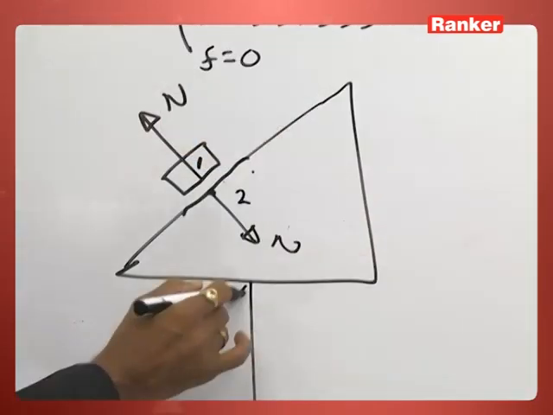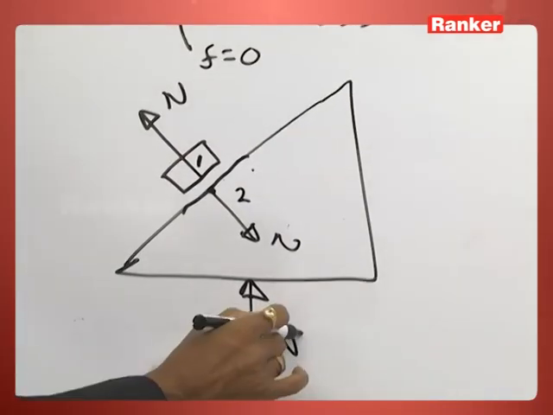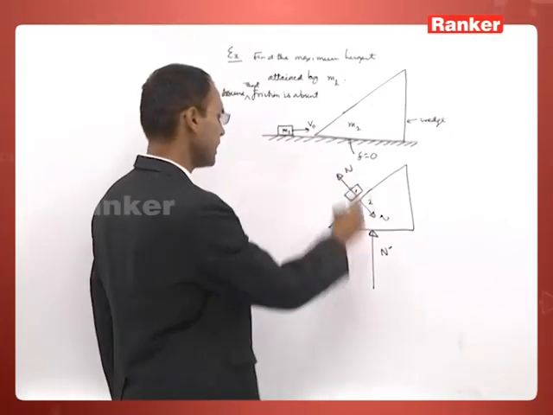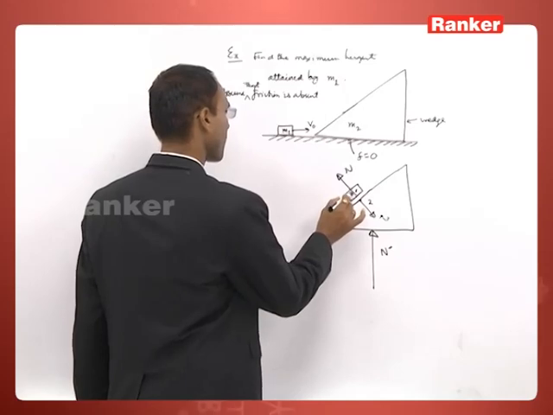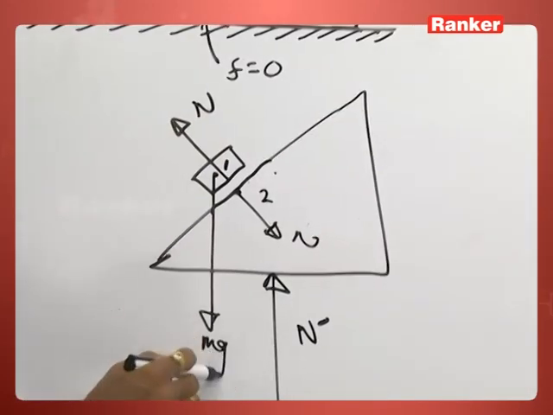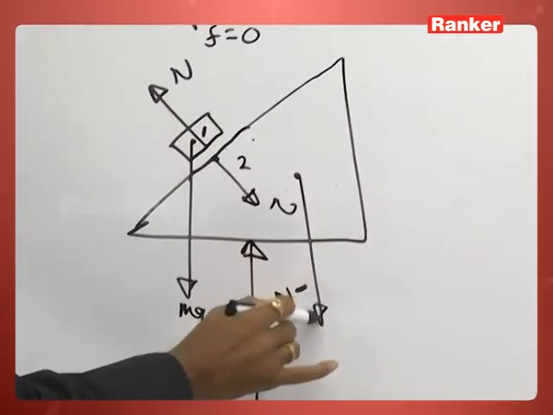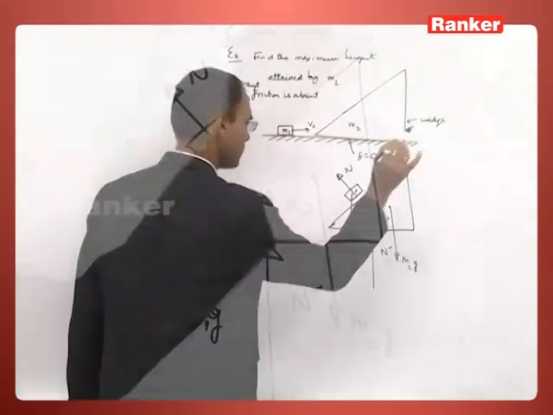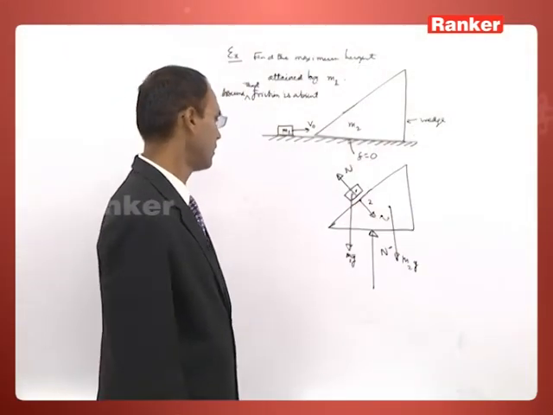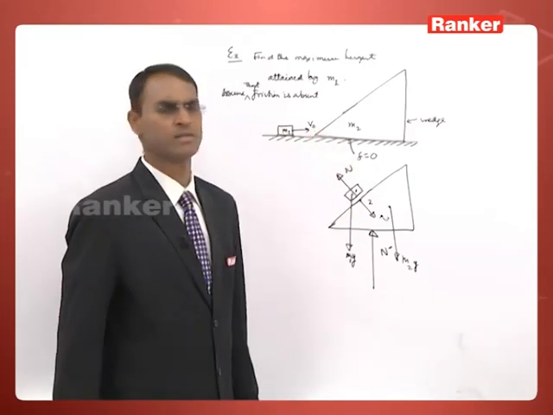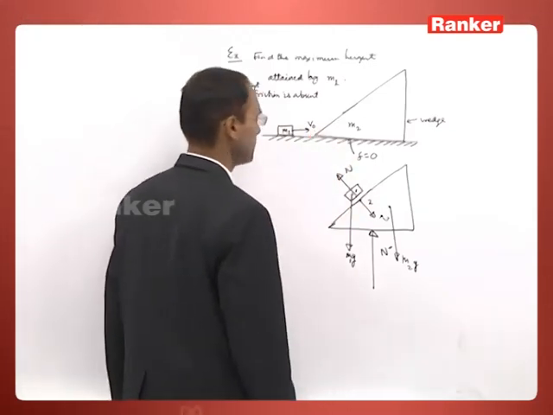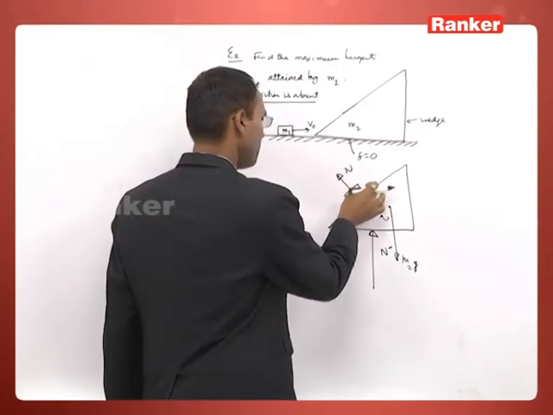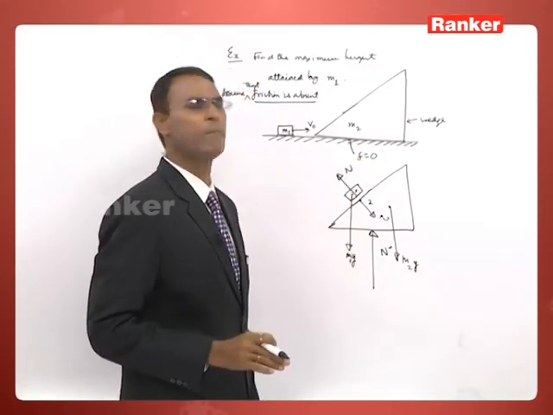And ground exerts a force. Let it be Ns, normal reaction force, in vertical direction. Apart from this, gravity pulls both the bodies down, with the forces equal to their weights, m1g and m2g respectively. Since there is no friction, we have assumed the friction force will be absent in our free body diagram.